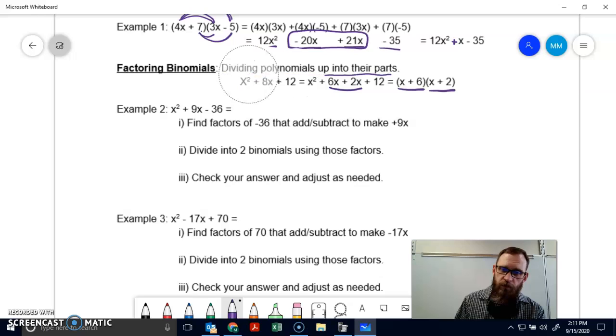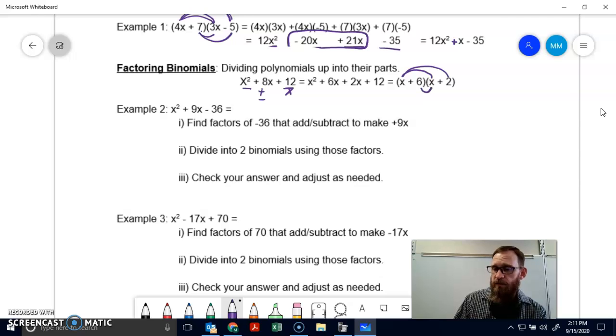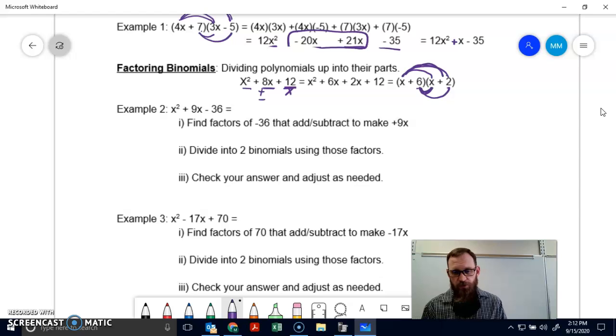But the way you've probably learned it is what factors of 12 give me 8. They have to multiply to make this and add up or subtract to make that middle term. And if you look at the factors I have, 6 times 2, that makes 12 at the end. And think about it, we're working backwards from the distributive property. So if I distribute this, x times x makes x squared. Outer is 2x. The inner, or the inside numbers, make 6x. 2x plus 6x equals that 8x in the middle. 6 times 2 gives me 12. So it's just the reverse of that distributive property we looked at in the first example.